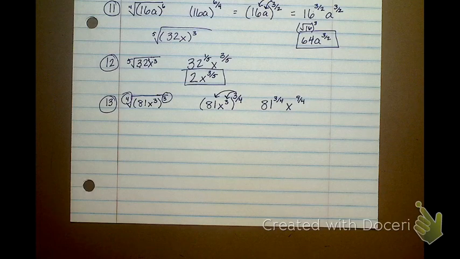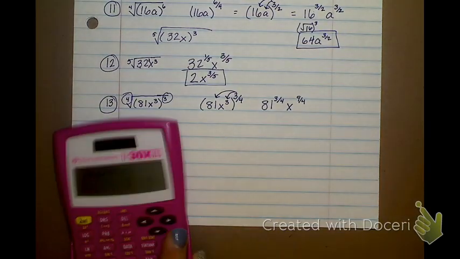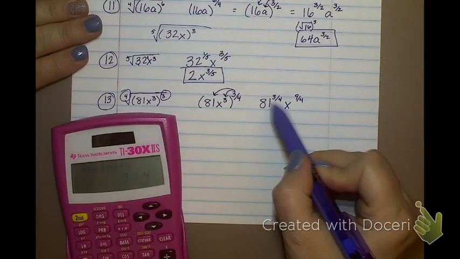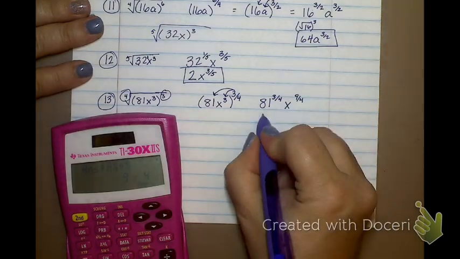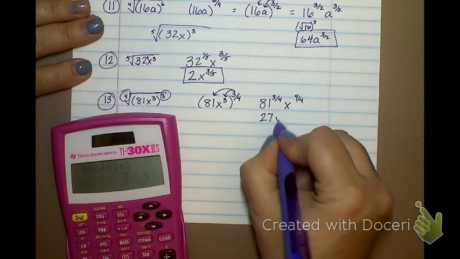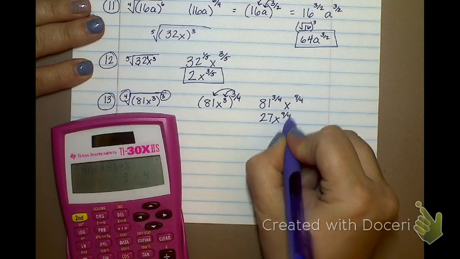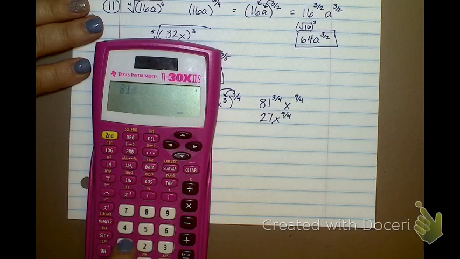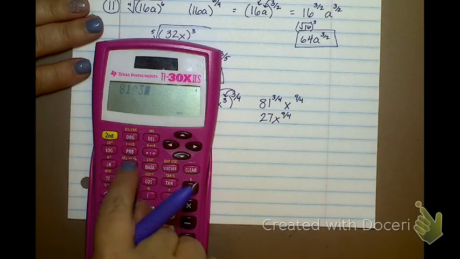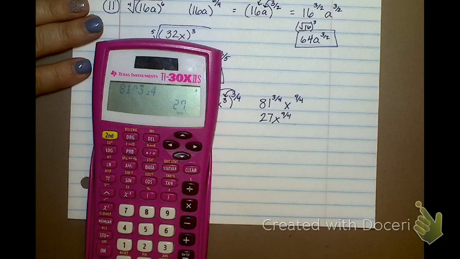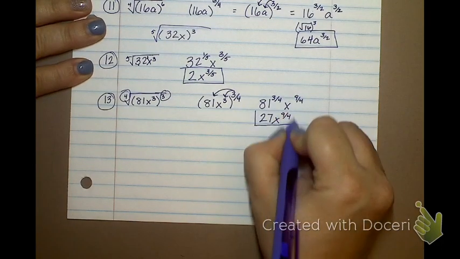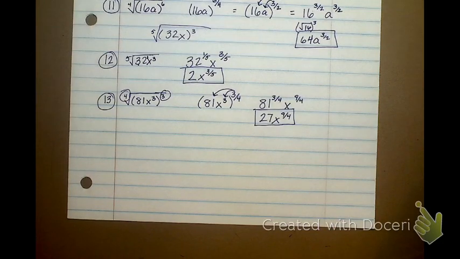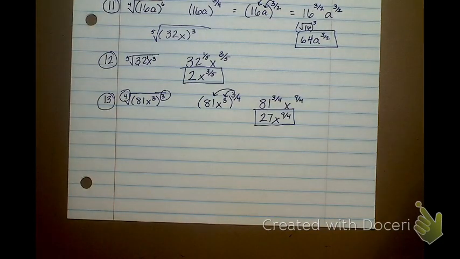So far, so good? Okay. 81 to the 3/4. Well, that's the 4th root of 81. Anyone know what the 4th root of 81 is? 3. Raised to the 3rd power, which is 27. If you don't know that off the top of your head, go ahead and plug in 81 to the 3/4 power, and it's 27. And that's my simplified answer. Questions there?